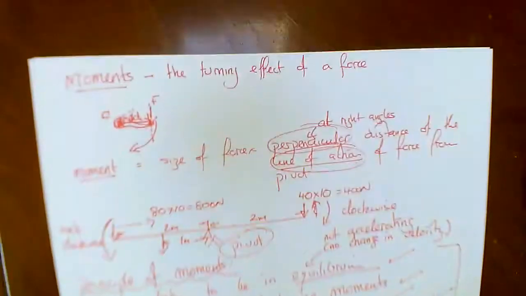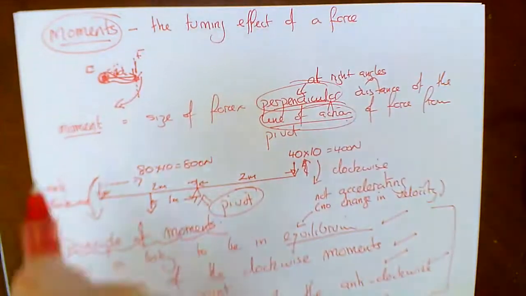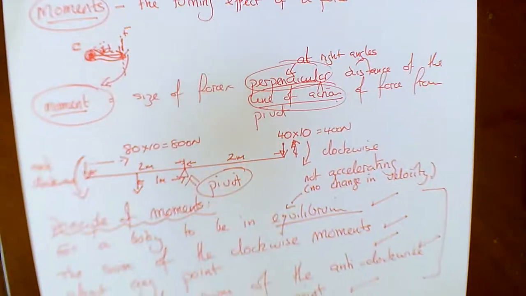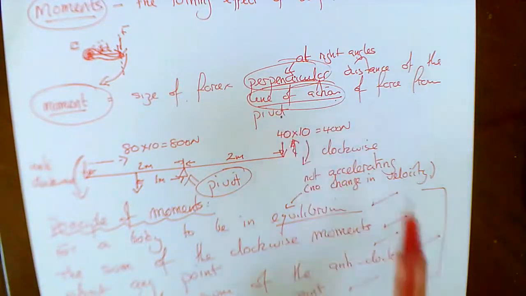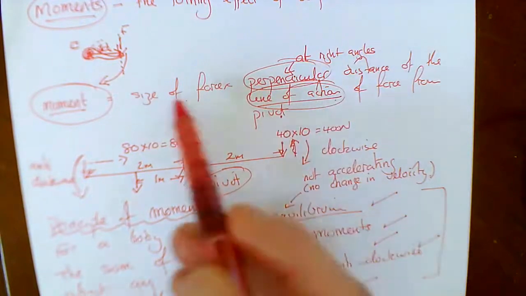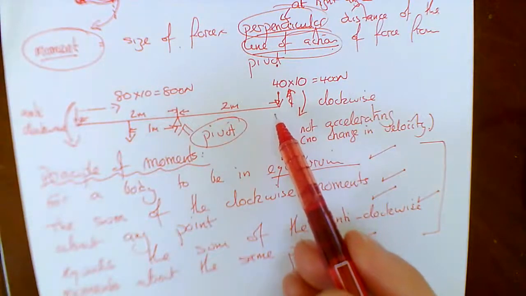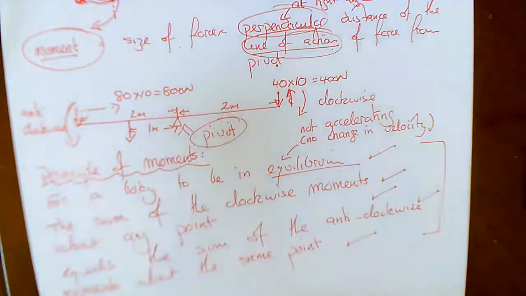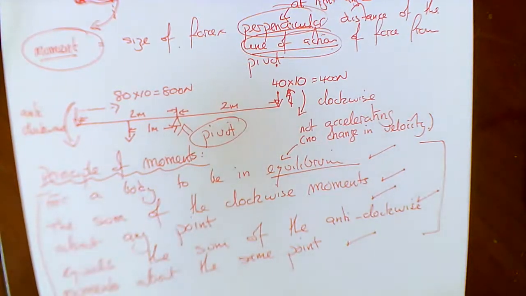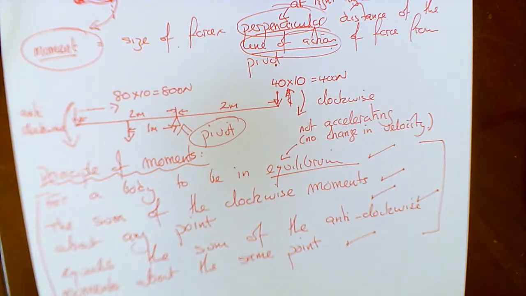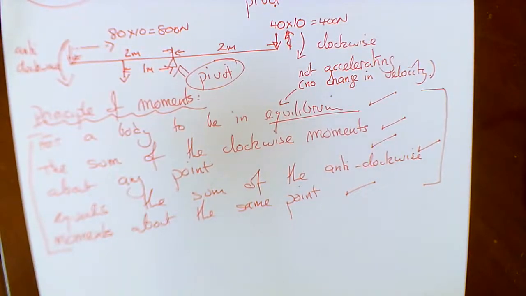So we have said what a moment is: the turning effect of a force. We've said how to calculate the moment: the size of the force times the perpendicular distance of the line of action from the pivot. So you've had perpendicular, line of action, pivot and moment as key terms. We've looked at an example of that on the seesaw, as well as the door handle up here. We've introduced the principle of moments, which you need to be able to quote. And I've talked about the sum of the clockwise and the sum of the anti-clockwise.